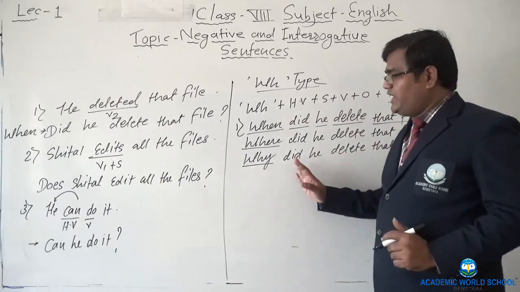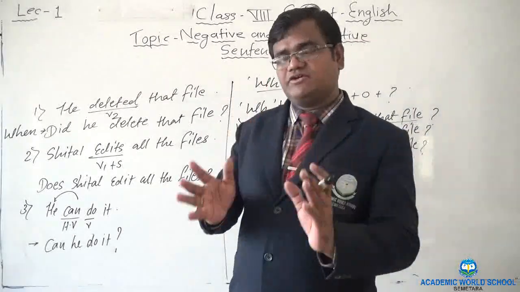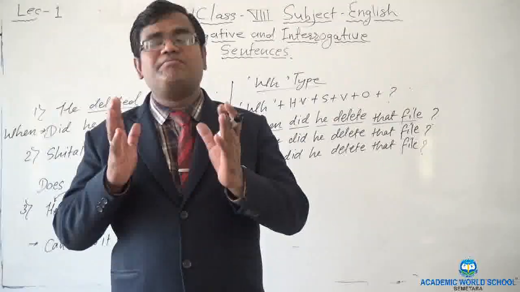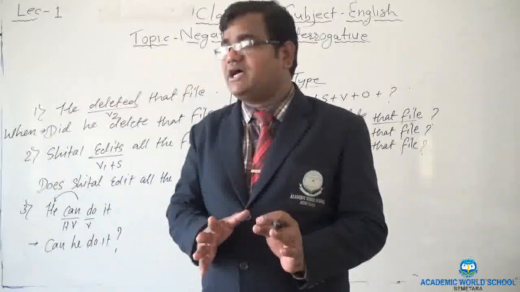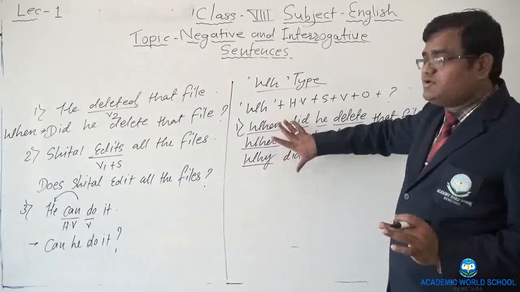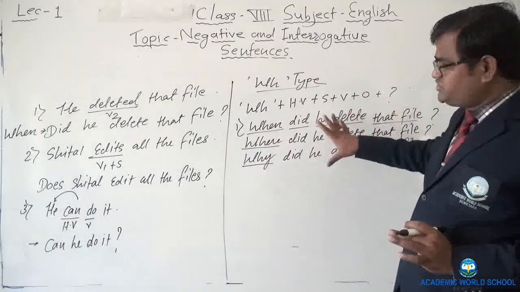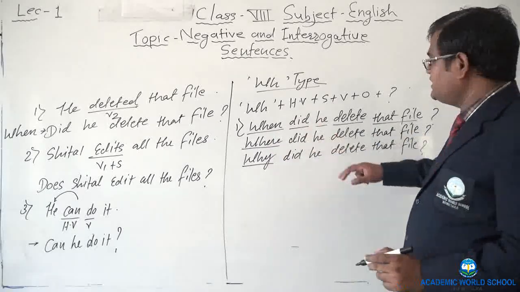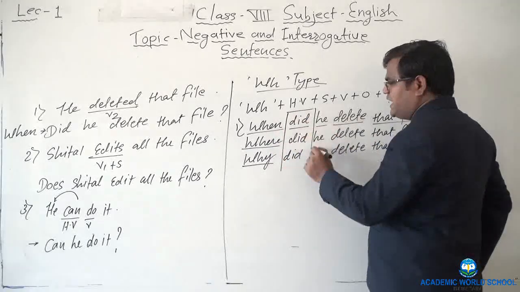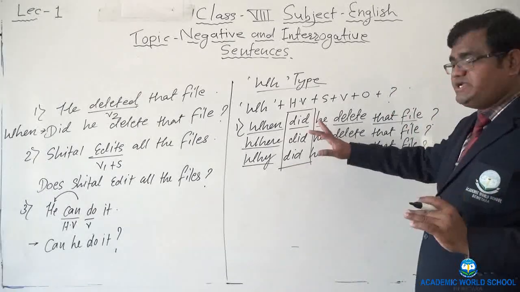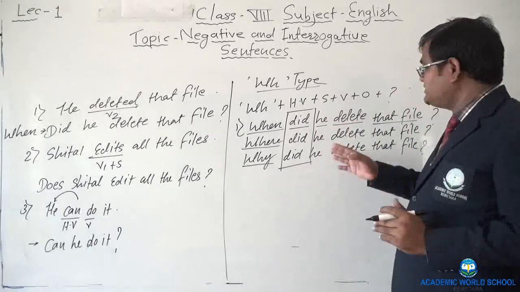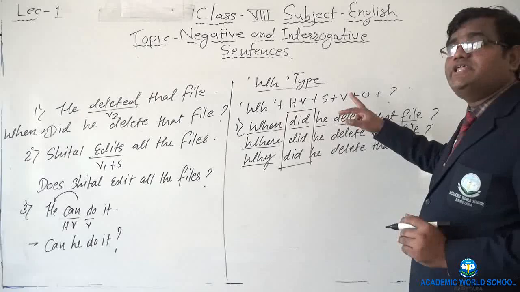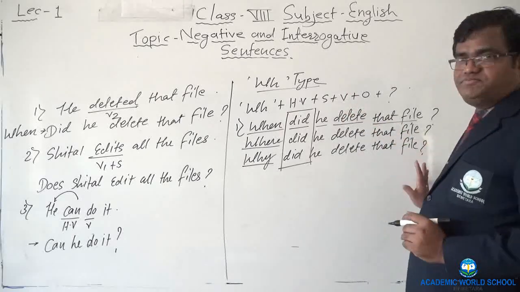So whenever you have to make any question, keep in your mind the simple formula for how to construct a question. First of all, there should be a WH word in a WH type question. Then there should be the helping verb, commonly everywhere. It may be did, it may be do, it may be does. Then there should be the subject, then the verb, and then the object.